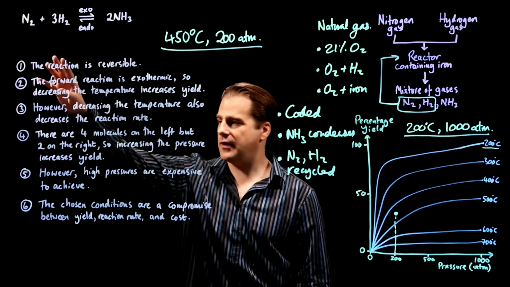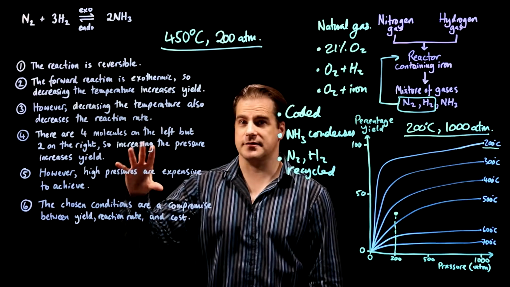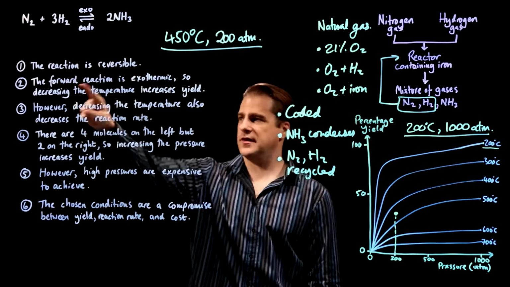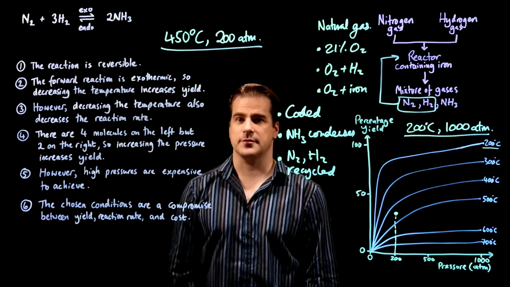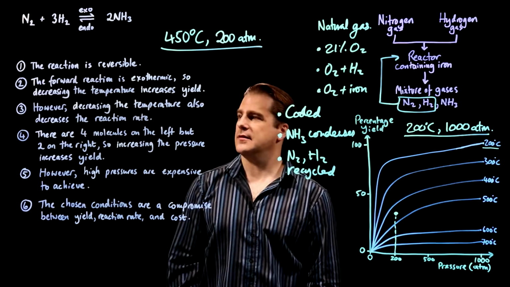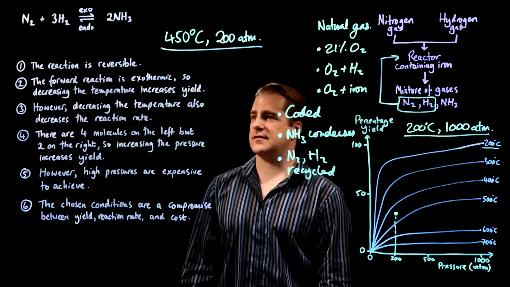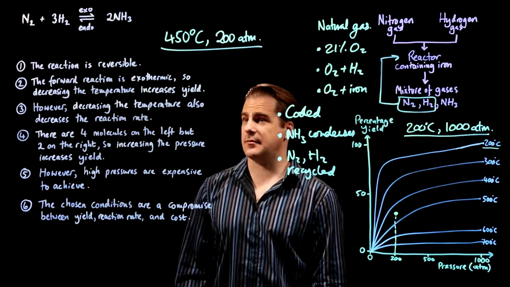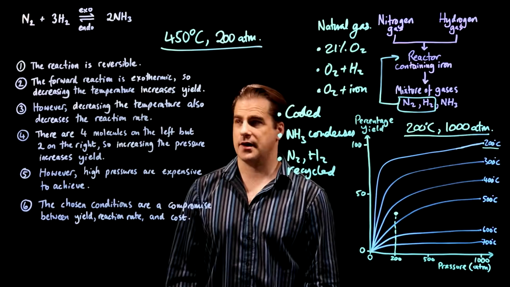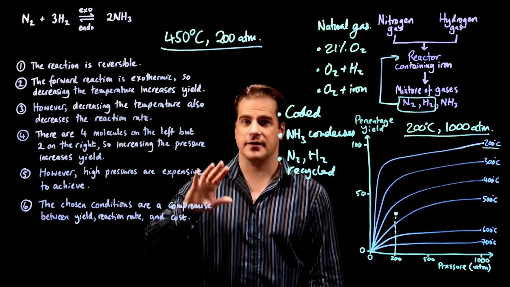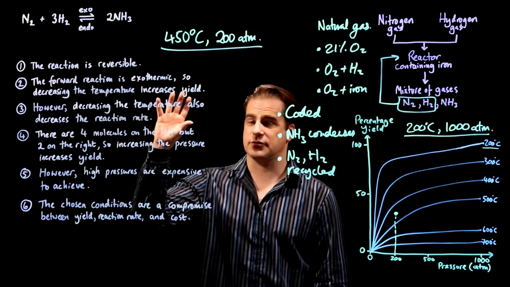Okay, don't write the numbers, but write everything else in nice, neat sentences. So the first thing to write is the reaction is reversible. Okay, and then the next 2 points deal with temperature. The forward reaction is exothermic, so decreasing the temperature increases yield. Okay, we'll talk about the reasons why at the end, but just write that down.